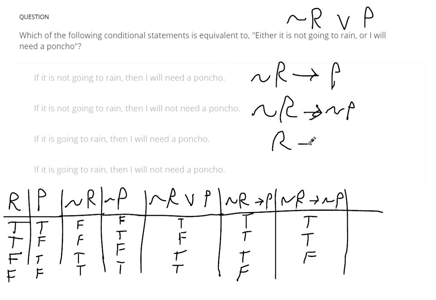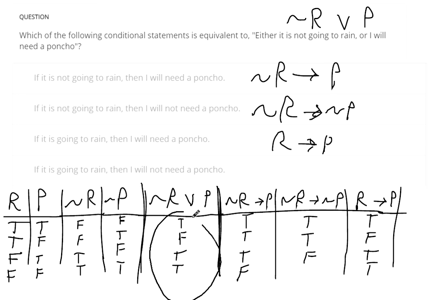If it's going to rain, then I will need a poncho. This one might work. Let's check it out. If it's going to rain, then I'll need a poncho. So R implies P. R is true, P is true. That's true. R is true, P is false. That's false. It's matching up with our column that we're looking for, right? This is the column that we're trying to match the statement up with. So we got false, false. That means these automatically get marked true. Look, those two match. So our correct statement is this third one here.